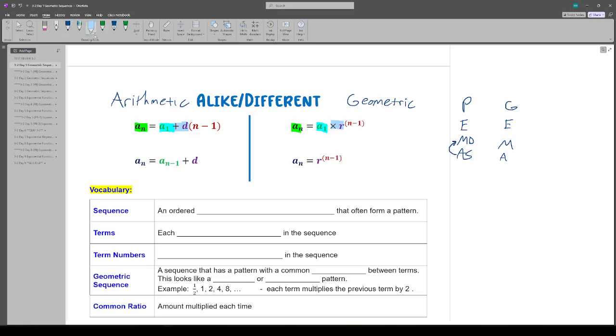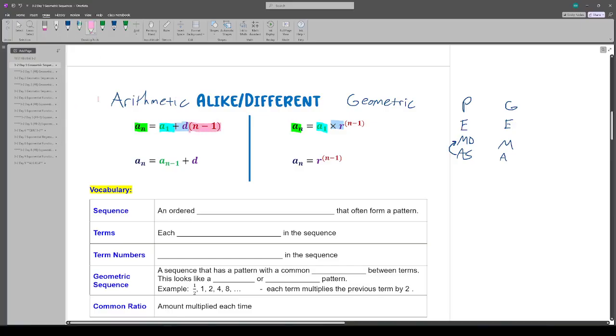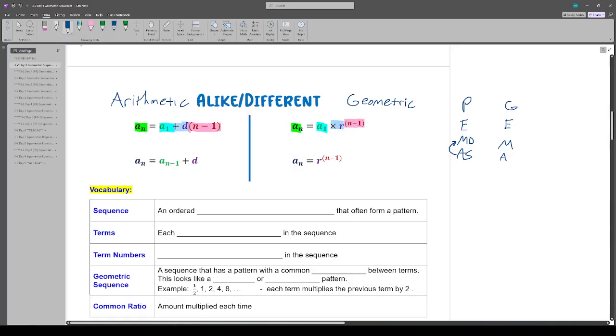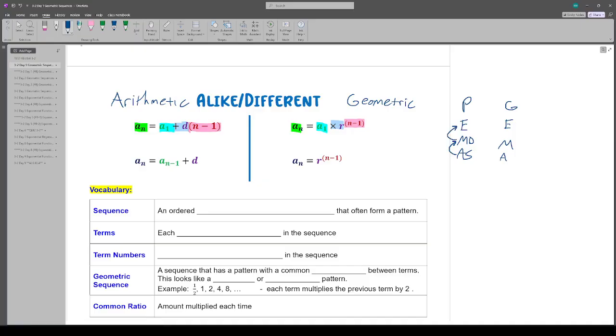Then for the last piece, instead of times n minus 1, we have raised to the n minus 1 power. So this is still the number of steps, just like it was before, but it levels up this multiplication to an exponent. And that's because repeated addition is multiplication, and repeated multiplication is an exponent.